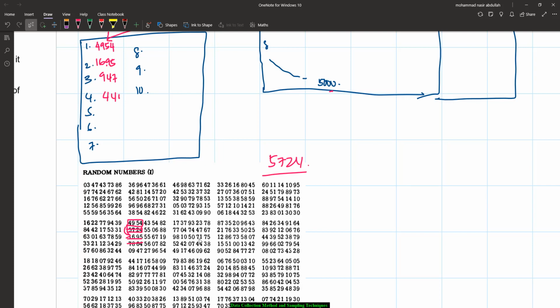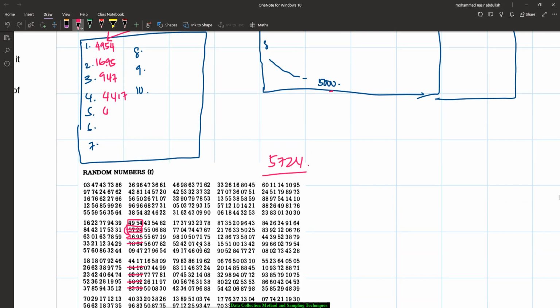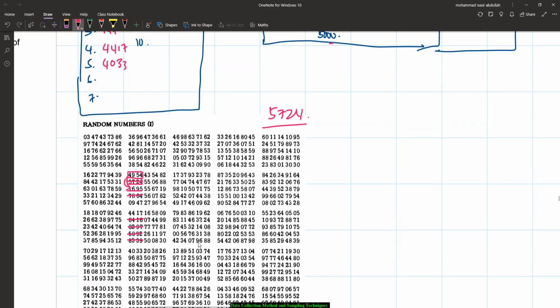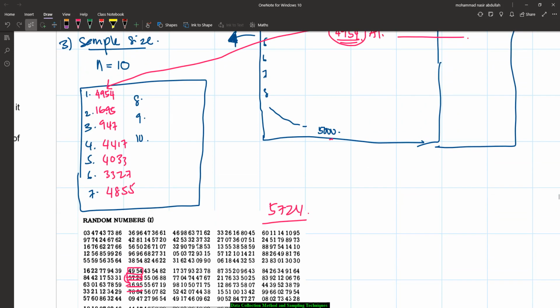And then 4417. This one 8416 cannot go in. 82197 cannot. This one also cannot. Cannot, because it is beyond our limit. And then the next one, number 5 is 4033. Next, this one cannot go in. 3327. And this one also cannot. And number 7 is 4855. And then this one cannot go in. Okay, finished.